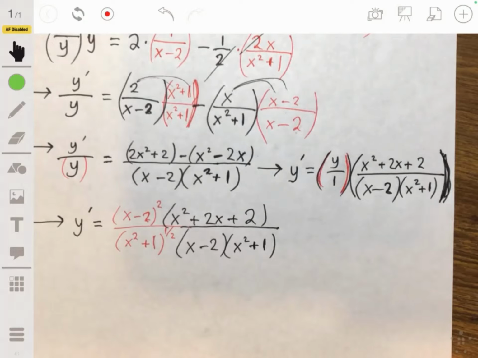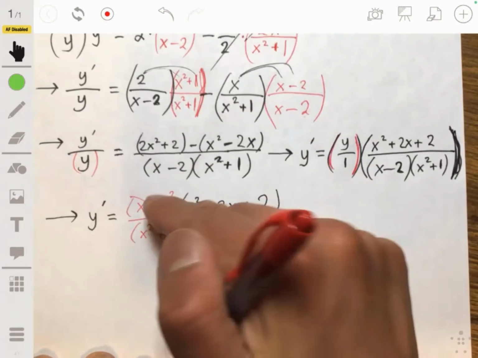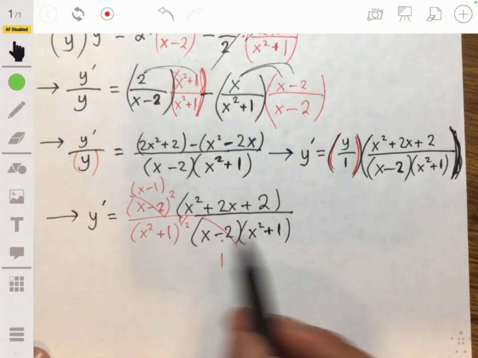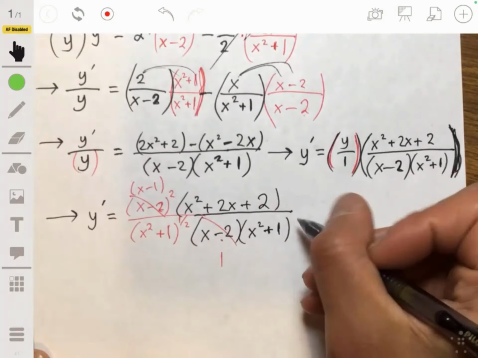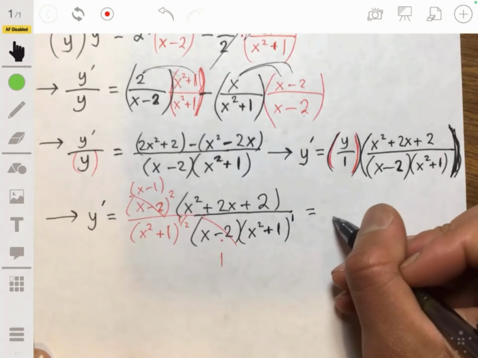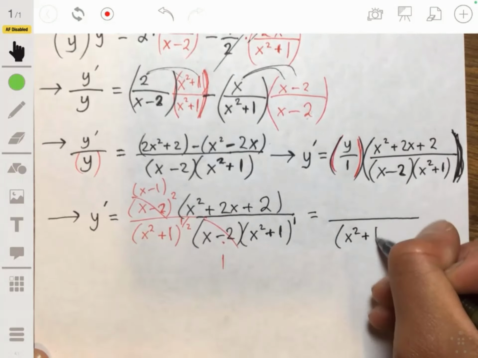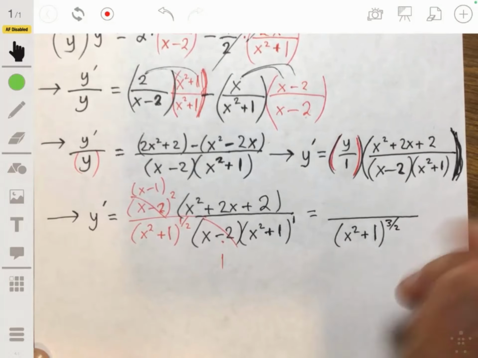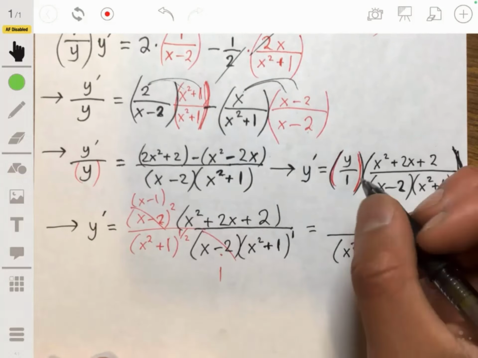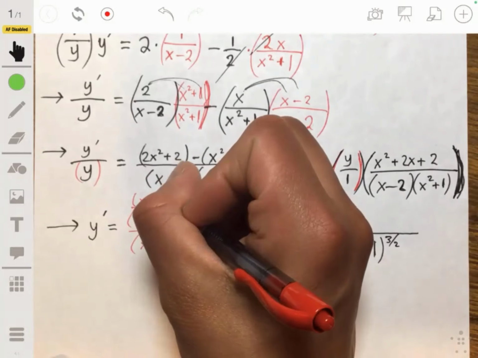And then see, we will be able to cancel some stuff down. We're going to be able to bring this power down, so we just have an x minus 2 there. And these two we combine because these are both the same base, x squared plus 1, x squared plus 1. And so all be over x squared plus 1 to the 3/2 power, because 1 plus 1/2 is 3/2. And then on top, we just have that x minus, whoops, this is an x minus 2.